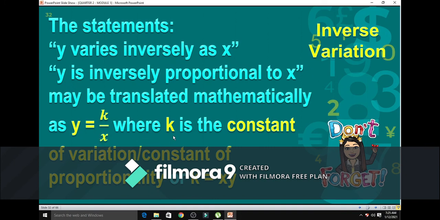Yung k pa rin, yun pa rin yung tinatawag nating constant of variation, or sometimes it is called constant of proportionality, or k is equal to x multiplied by y. So, paano natin hahanapin yung equation for k? Imumultiply lang natin yung variable sa denominator at saka yung nasa left side of our equation. So, k is equal to x times y, or k is equal to xy.